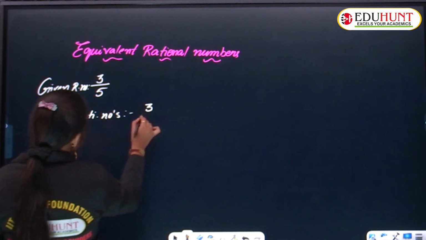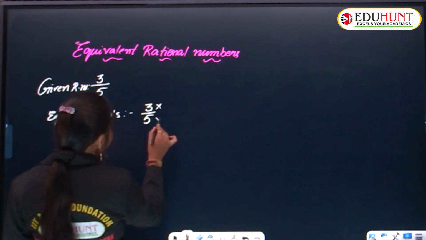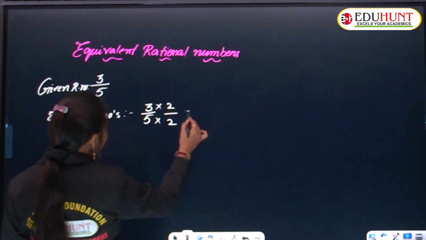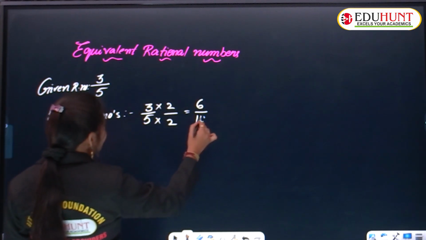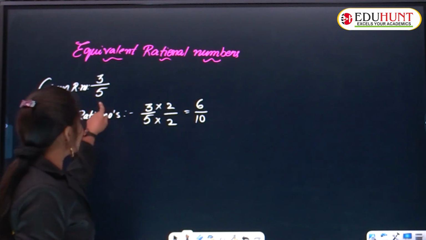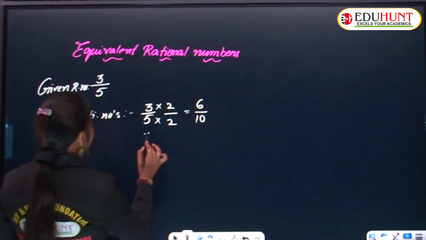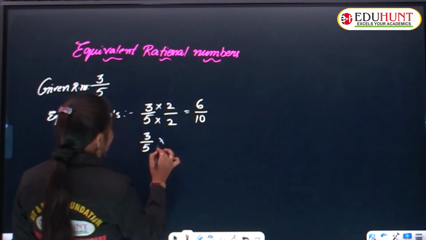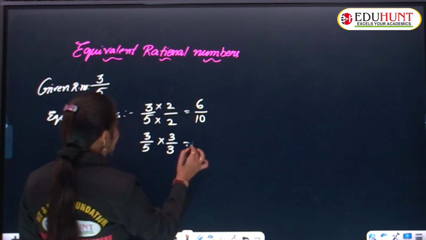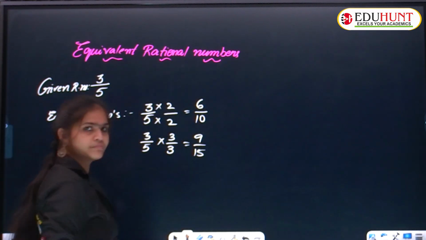Equivalent rational numbers. Here 3/5: we should multiply both numerator and denominator by the same number. Then what will you get here? 3 twos are 6, 5 twos are 10. After cancellation, again you will get 3/5. In the same way, multiply 3/5 by 3 in both numerator and denominator: 3 threes are 9, 5 threes are 15.